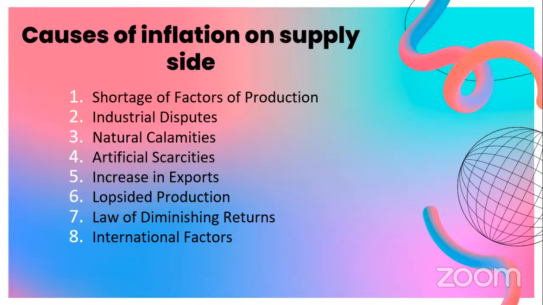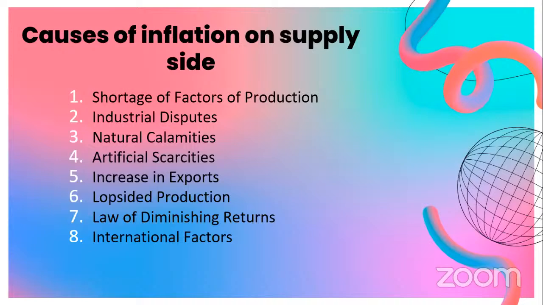Second is industrial disputes. In countries where trade unions are powerful, they also help in curtailing production. Trade unions resort to strikes, and if they happen to be unreasonable from the employer's viewpoint, the strikes are prolonged. They force the employers to declare lockouts. Third is natural calamities. Drought or floods are factors which adversely affect the supply of agricultural products.